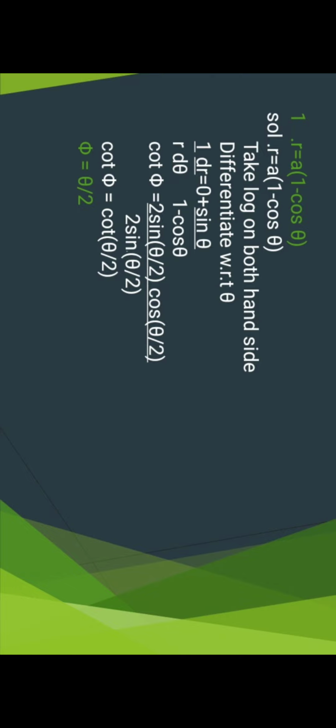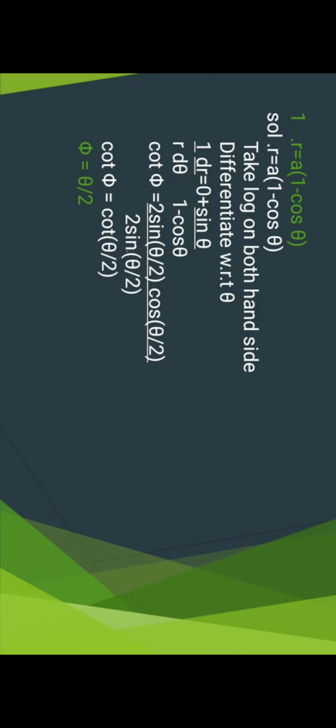Now 1/r dr/d theta can be written as cot phi, from the theorem, and sin theta can be written as 2 sin(theta/2) cos(theta/2), and 1 - cos theta can be written as 2 sin square(theta/2). Now 2 sin(theta/2) in the numerator and denominator get cancelled. The remaining part will be cot phi = cos(theta/2)/sin(theta/2), which is equal to cot(theta/2). Therefore cot phi = cot(theta/2), so phi = theta/2.